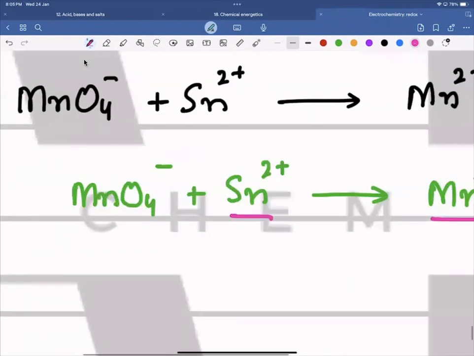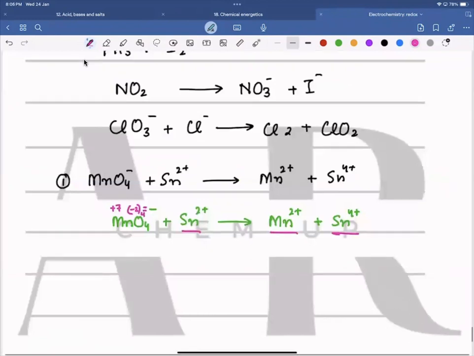We have to work over here, and it's -1, so it means the net charge is -1, and the oxygen is -2 times 4, which makes it -8. So to get a -1, Mn must be +7. Is this understandable? Yes, sir. Okay.